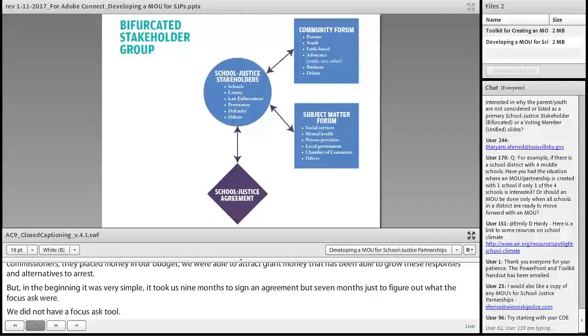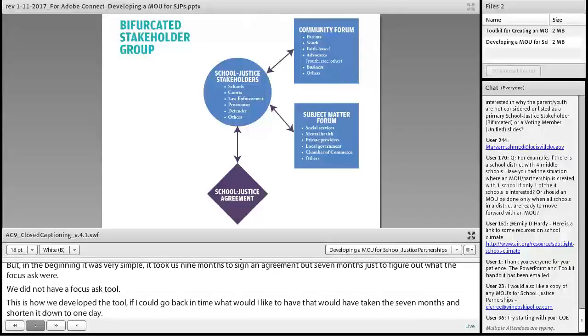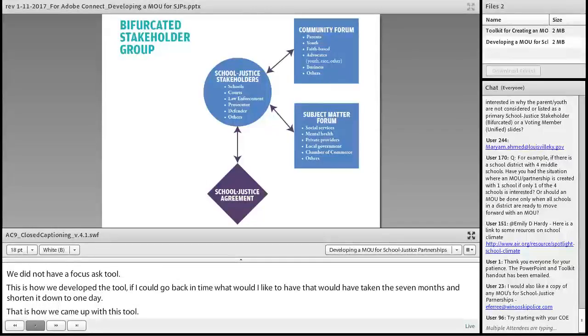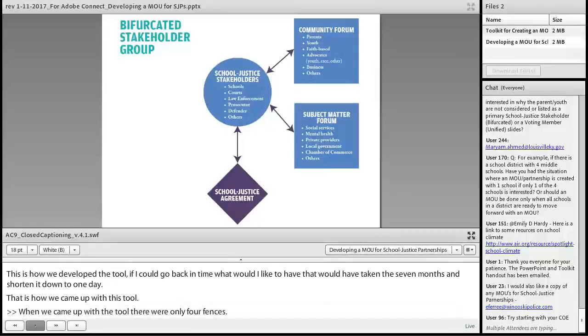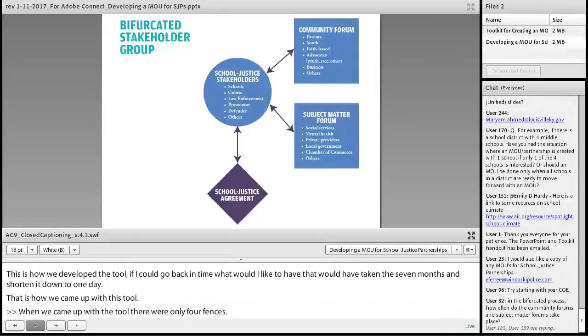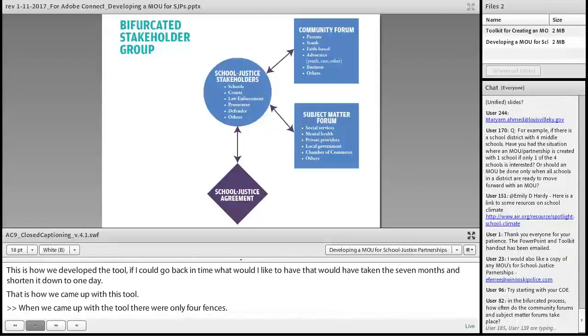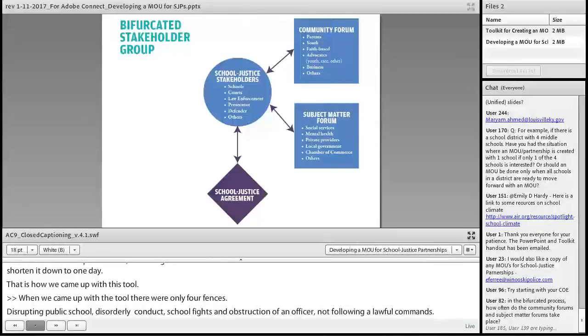When we came up with it, there were only four offenses: disrupting public school, disorderly conduct, school fights, and obstruction of an officer, the misdemeanor kind, not following the lawful command. Now today, our memorandum includes all misdemeanors. We've grown it and we can accommodate all those misdemeanors now with responses. But in the beginning, we couldn't, so there were only four. And it was very simple.